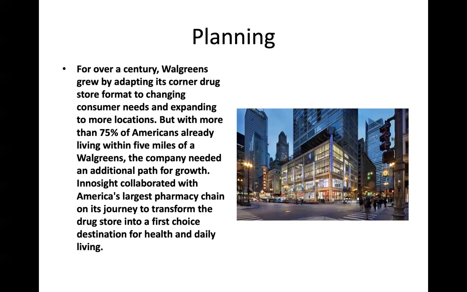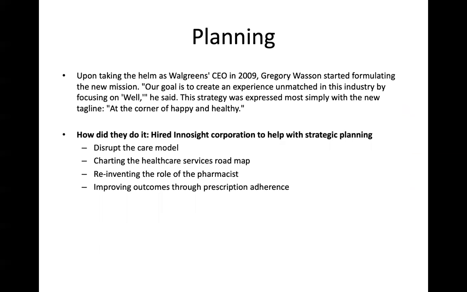So let's look at the chain industry in terms of planning. Walgreens. For over a century, Walgreens grew by adapting its corner drugstore format to changing consumer needs and expanding to more locations. But with more than 75% of Americans already living within 5 miles of a Walgreens, the company needed an additional path for growth. Insight collaborated with the largest pharmacy chain on its journey to transform the drugstore into the first choice destination for health and daily living. Upon taking the helm as Walgreens CEO in 2009, Gregory Wasson started formulating the new mission.